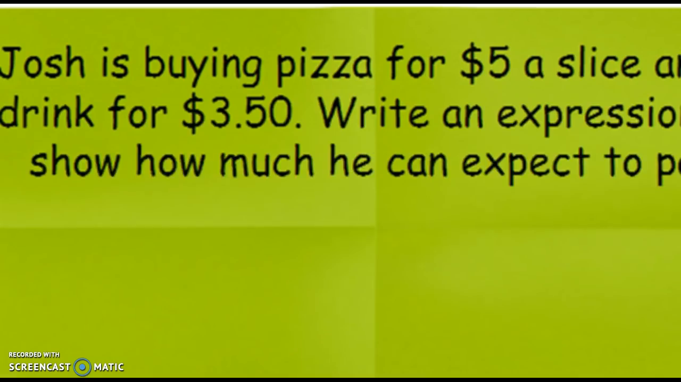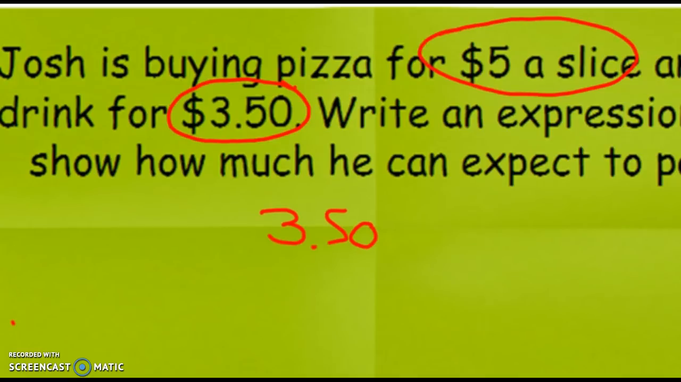All right, moving right along. This one says Josh is buying pizza for $5 a slice and a drink for $3.50. So just like we talked about in class, you're always going to have a number that is by itself. So in this case, it's the drink, because I'm only getting one of those, so that's going to be $3.50. And then it says $5 a slice. So this "a" here, that is the giveaway that the 5 needs to go with the variable. So you can do 5s for slices plus $3.50. That is going to give you your total cost.